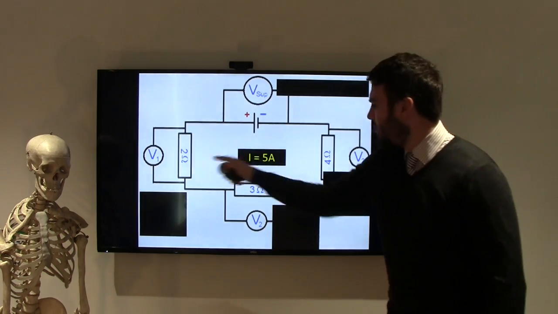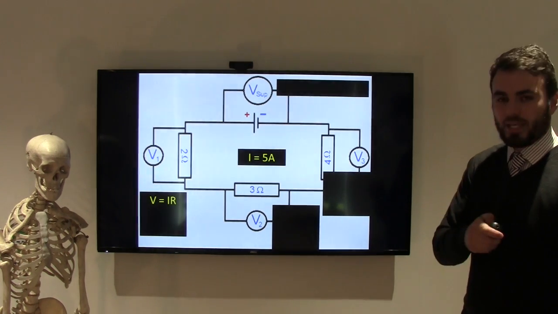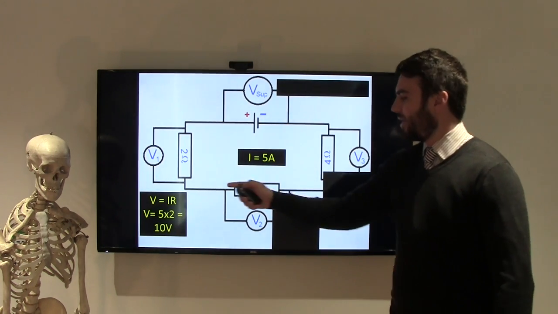So what relates to them? V, I, and R. V = IR, Ohm's law. So we need to know our equation. Write it out, we can plug our numbers in, and we get 10 volts.